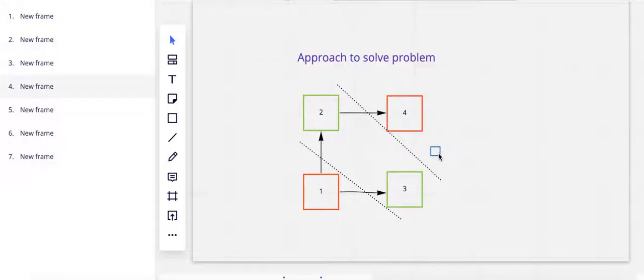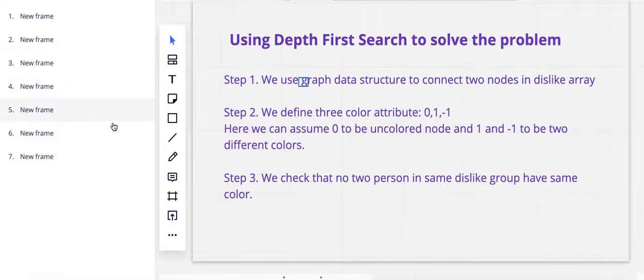Then at the end I will see that is it possible to separate out the same color people without having the dislike people together. So yes, here it was possible. I can put 2 and 3 together and 1 and 4 together. Let's discuss it in more detail.